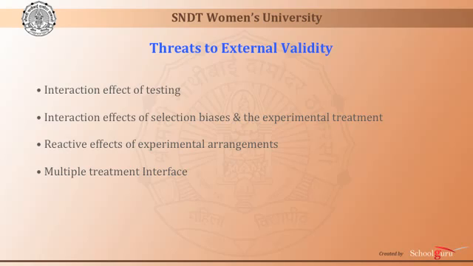Threats to external validity: interaction effect of testing, interaction effects of selection biases and the experimental treatment, reactive effects of experimental arrangements, and multiple treatment interference. We have already said that if you give a test, test-wiseness comes in. But here we are saying interaction effect of testing.